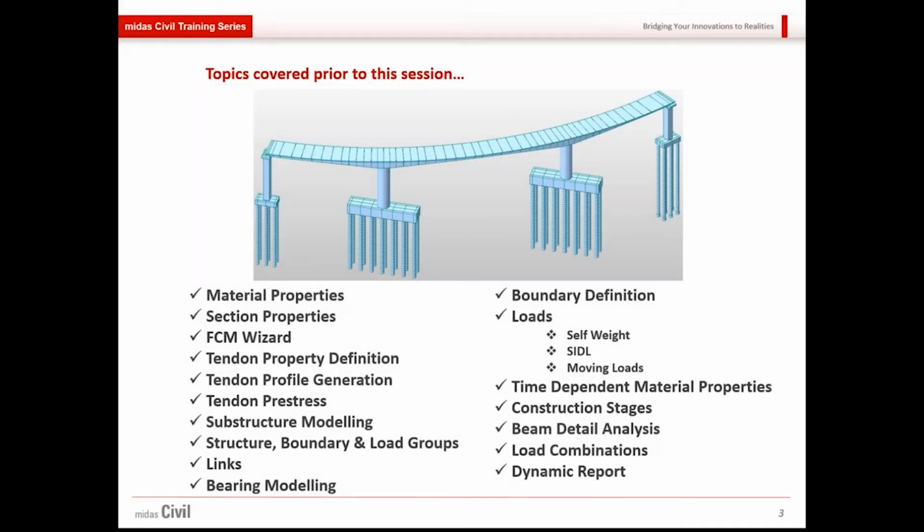So in the earlier sessions, these are the topics that were covered: the material properties, the section properties. The model was created using the FCM wizard. The tendon properties were defined, the tendon pre-stress. The substructure was later manually modeled.